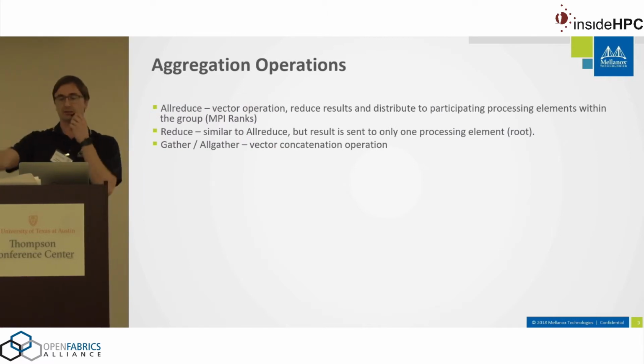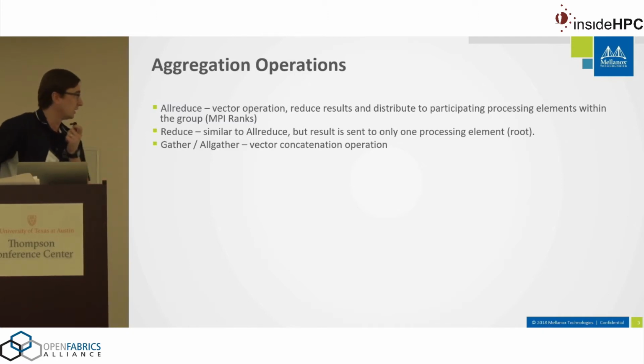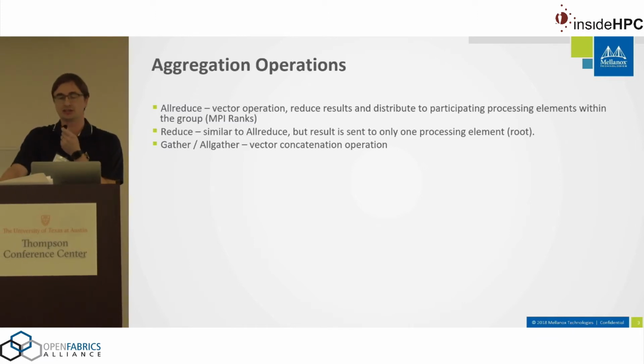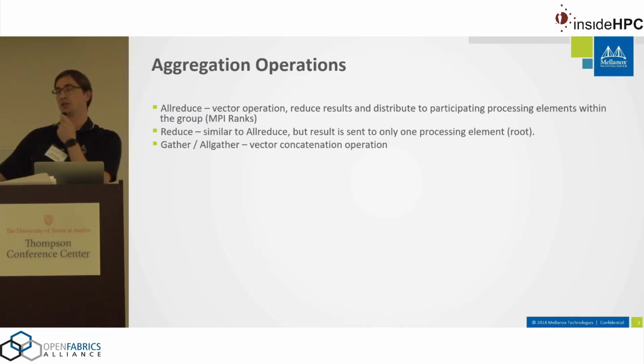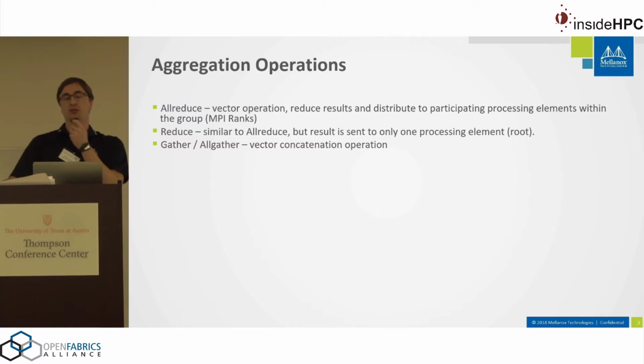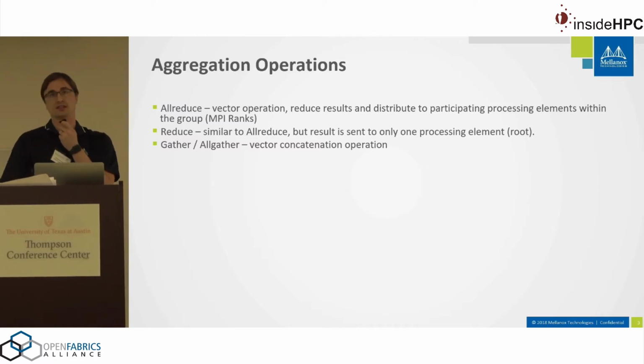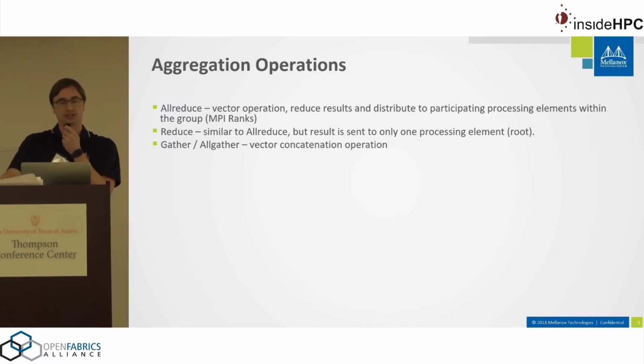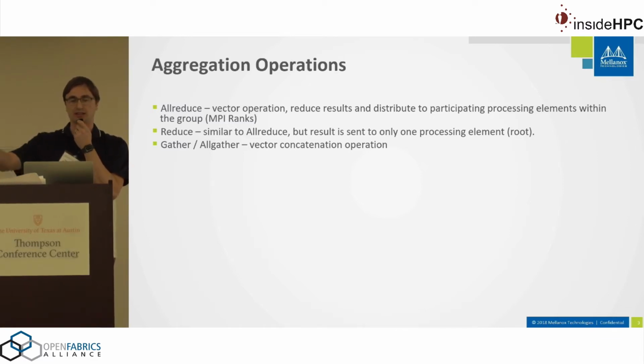So HPC and AI applications rely heavily on some common data aggregation operations. And here, in no particular order, are AllReduce, reduce, gather, and all-gather. AllReduce for machine learning applications being the most important one, a vector operation that reduces the results and distributes it to all the participating processing elements within the group, in this case an MPI communicator. Reduce, very similar to the AllReduce, except the data is not distributed to all the ranks. It's sent to only a single processing element, that is to say the root. Gather and all-gather, also aggregation operations, vector concatenation operation.